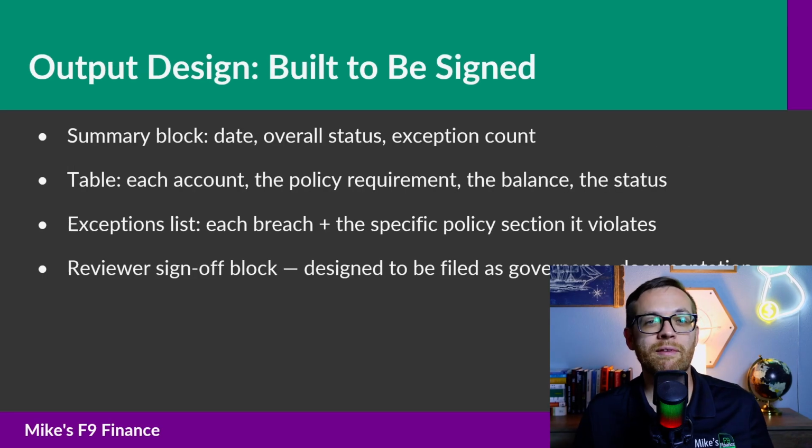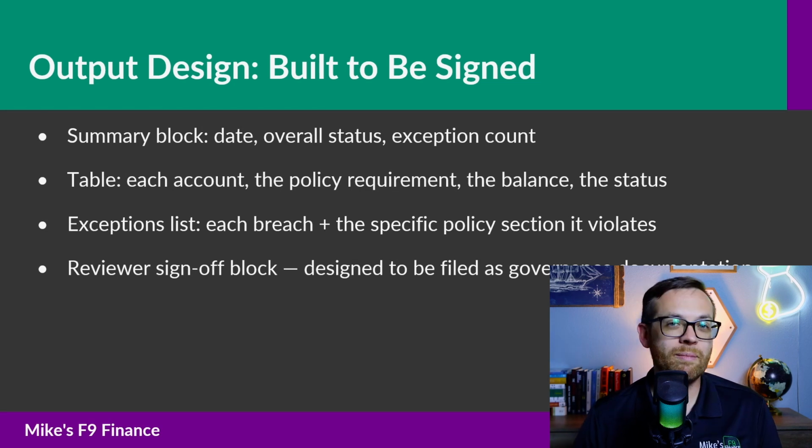Now, with this document, format requirements matter. I mean, for all we know, this is a SOX control. A summary block at the top showing the date, overall compliance status, and the count of exceptions. A table with each location and account, the policy requirement, the current balance, and the status. Then a clean exceptions list at the bottom with each breach and the specific policy section it violates. Finally, a reviewer sign-off block.